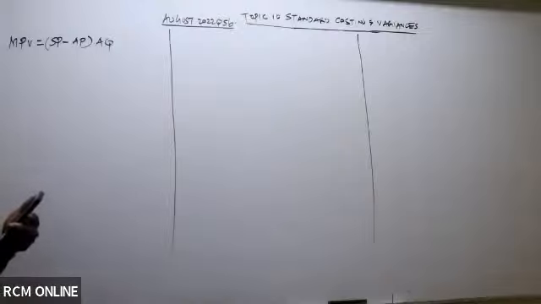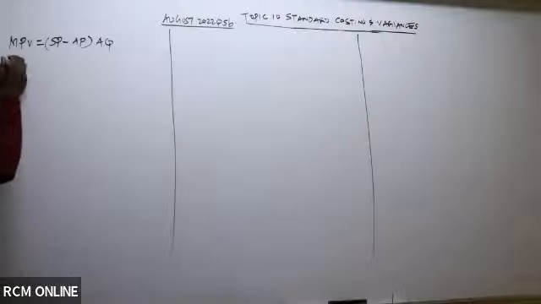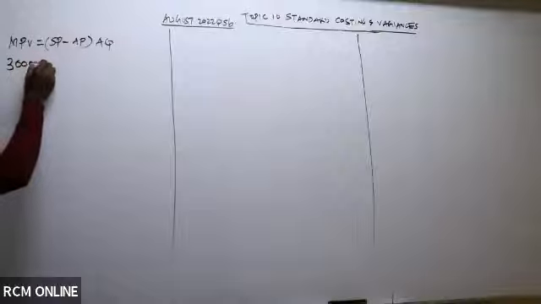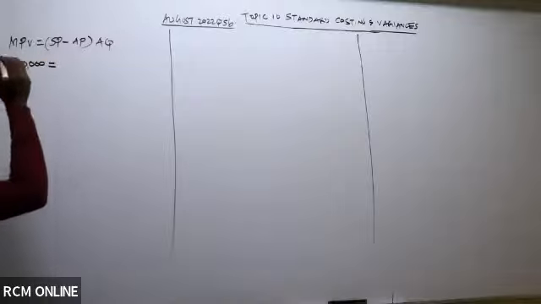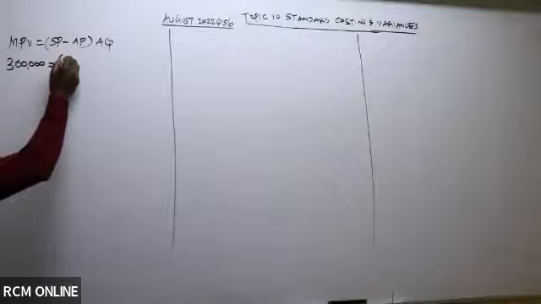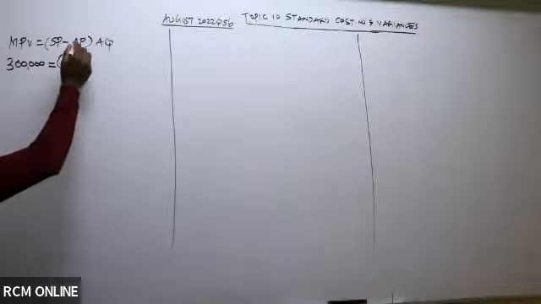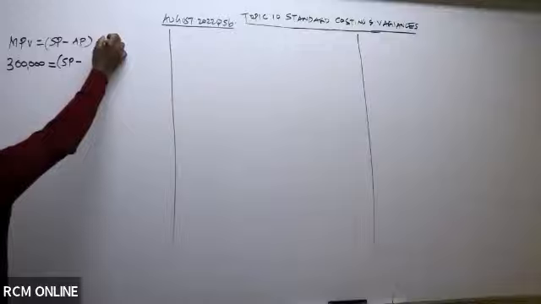Material price variance. Direct material price variance, 300,000 favorable, positive 300,000. We are not going to use the signs. Positive 300,000 is equal to standard price. We don't have standard price, that's what we are looking for, minus actual price times actual quantity.